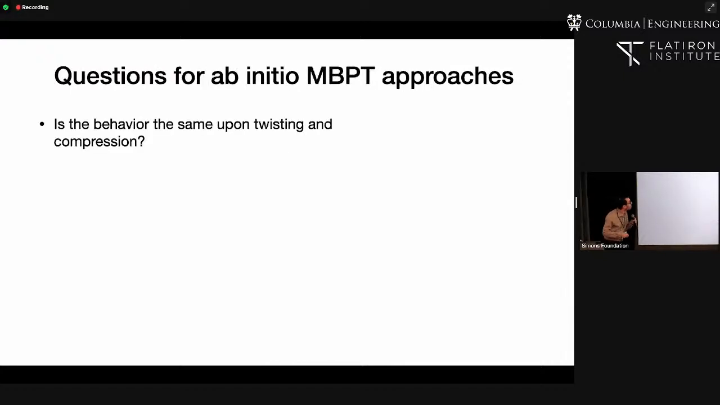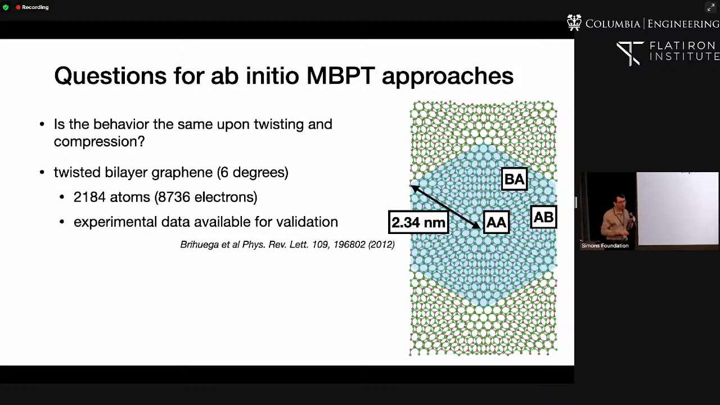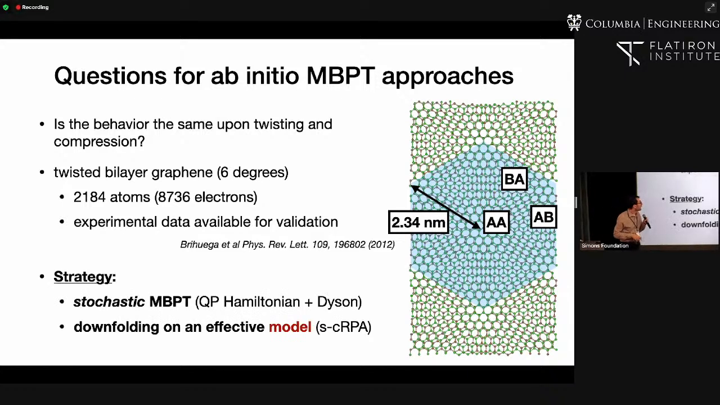So our question was very simple: is the behavior upon twisting the same as the behavior upon compression? For this, we started with a very large system, but only a 6 degree twist. The reason was twofold. First of all, this is definitely weakly correlated in ambient conditions. But second, we have some experimental data that we can validate against. For those in the audience interested in how big the system was, this is the periodicity, 2.34 nanometers, and we had to use some supercells. In total, we had about 10,000 electrons.